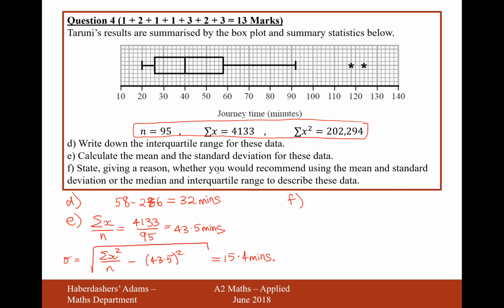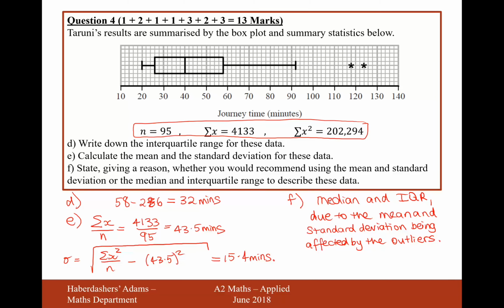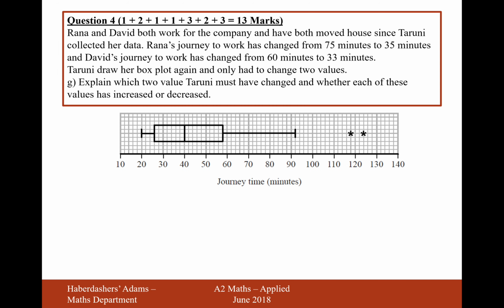State, giving a reason, whether you would recommend using the mean and standard deviation or the median and interquartile range to describe this data. Well, because there are outliers, the mean is affected by outliers and the standard deviation is affected by outliers. So where there are outliers, it might be better to use the median and the interquartile range. So there's our answer: use the median and the interquartile range due to the mean and the standard deviation being affected by the outliers. Let's move on to the next part then.